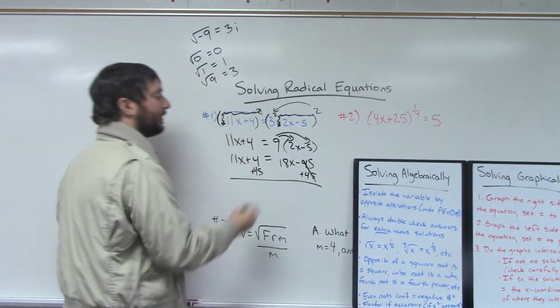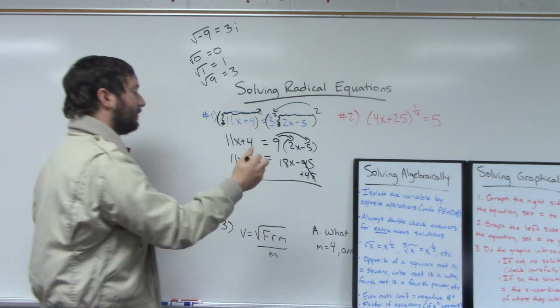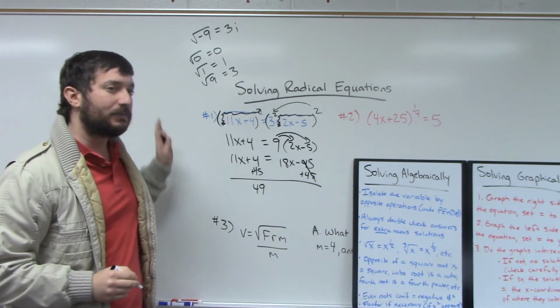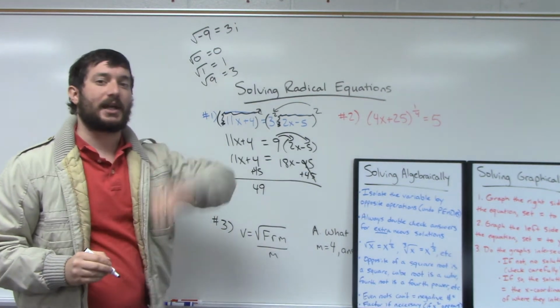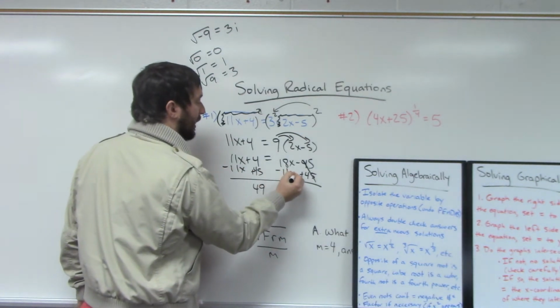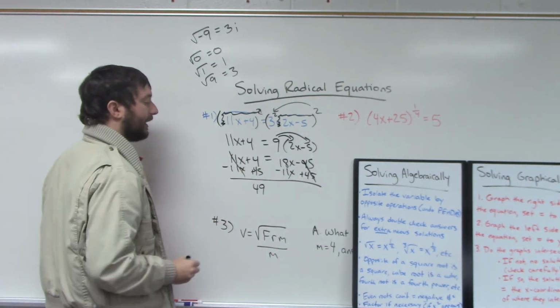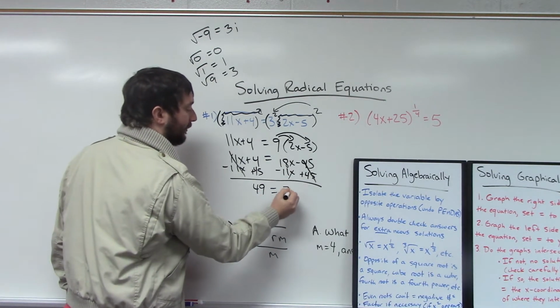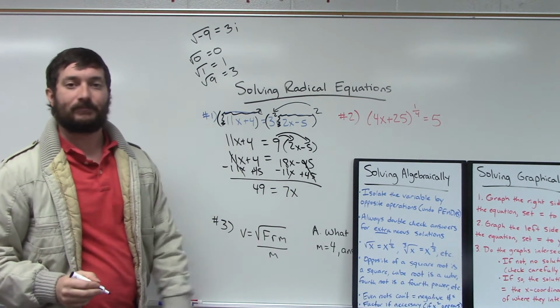Okay, that moves the number away from the right-hand side, it moves it to the left, so 49. And so I need to move that 11x over to the other side. I need to subtract, in this case, by 11x. That's the opposite of a positive 11x. Cancels that out. We get 49 equals 18 minus 11, 7x.